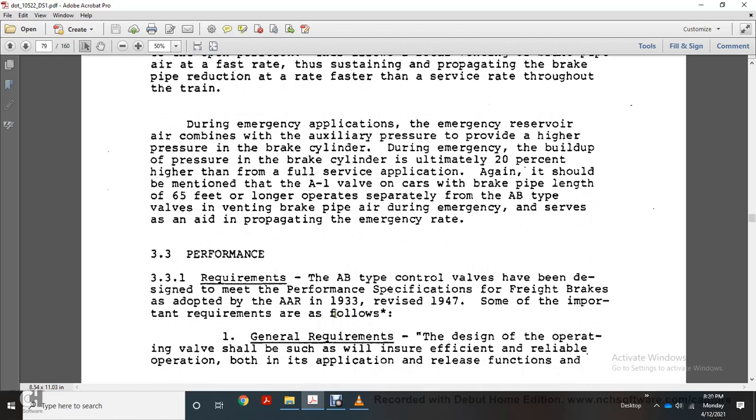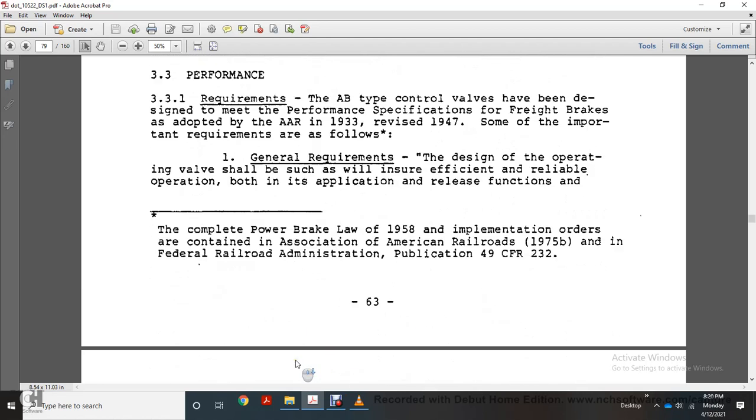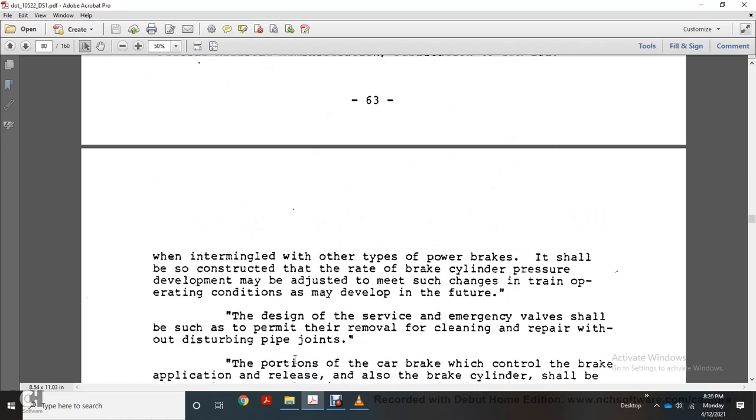3.3 Performance requirements. The AB type control valves have been designed to meet the performance specification for freight brakes adopted by the AAR in 1933, revised in 1947. Some of the important requirements are as follows. General requirement: the design of the operating valve should be such that it will ensure efficient, reliable operation, both in the application and release functions, and when intermingled with other types of power brakes.